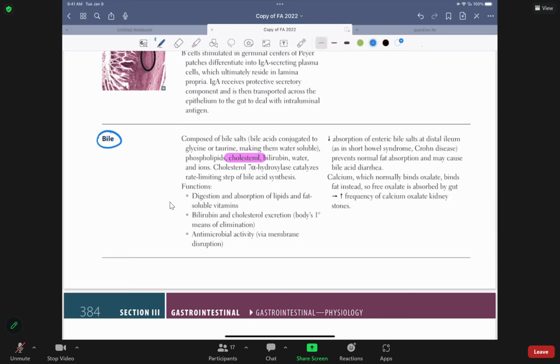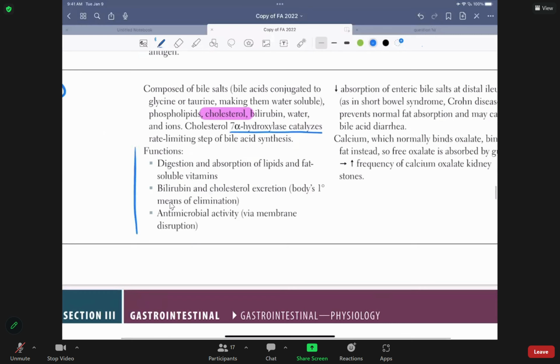Now the enzyme, that rate limiting step is 7-alpha hydroxylase. I don't think it's high yield, but you should know that word, okay? 7-alpha hydroxylase. Now, let's talk about the functions of bile. Why do we need bile? Look at this. Digestion and absorption of lipid and fat-soluble vitamins. What are the fat-soluble vitamins, guys? A, D, E, K? Okay, A, D, E, K.